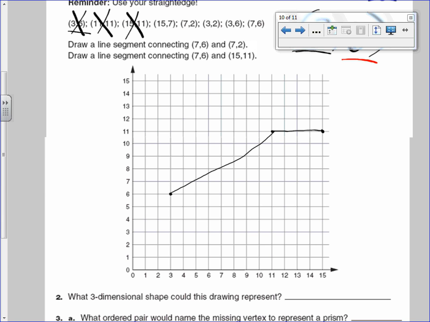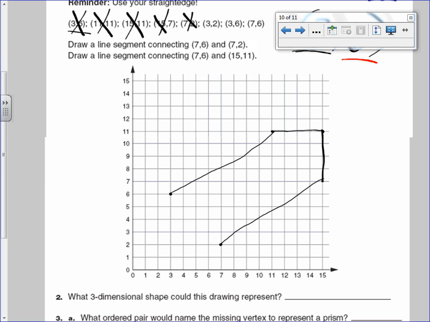15, 7. So, over 15. Now I'm going up 7. Plot that point. Connect it. Cross it off. 7, 2. I'm going over 7. Up 2. That's a long one to draw, but here goes nothing. Again, could have been worse.